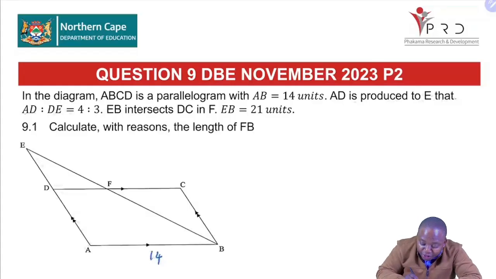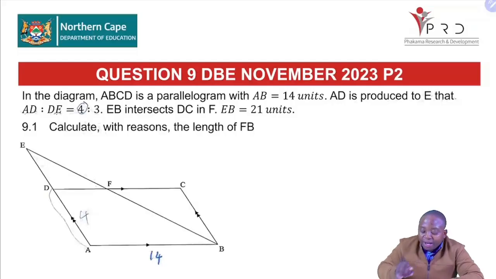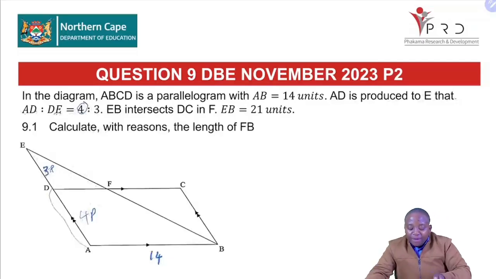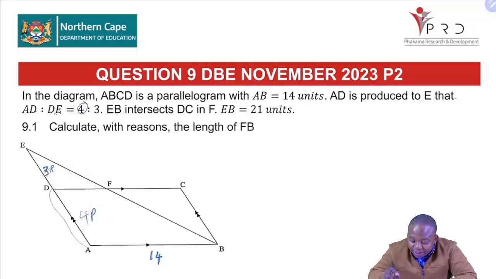That AD is to DE, it's 4 is to 3. So we can now see that AD is going to be 4. So I need to attach a letter when I now translate my ratio into my diagram. Remember, now we're working with the ratios and proportionality. So this is going to be 4p, then DE is going to be 3p. Very important right there.